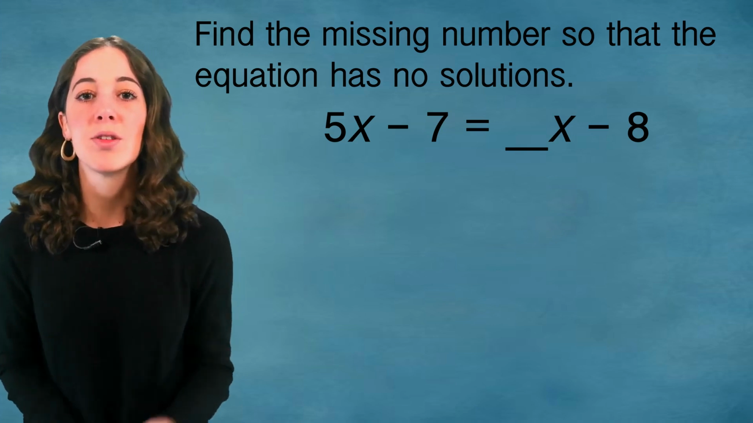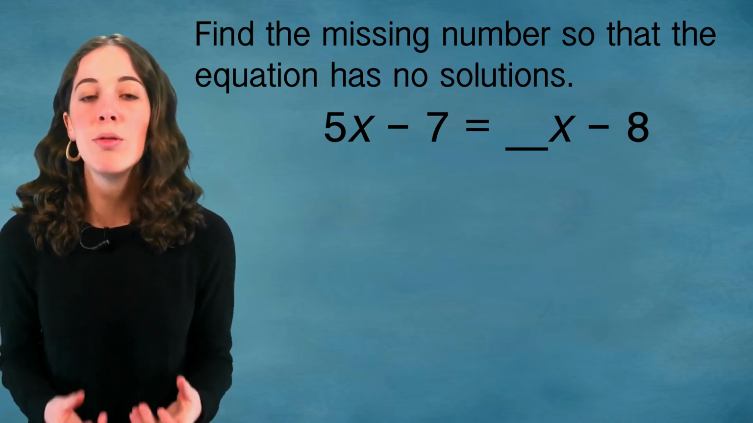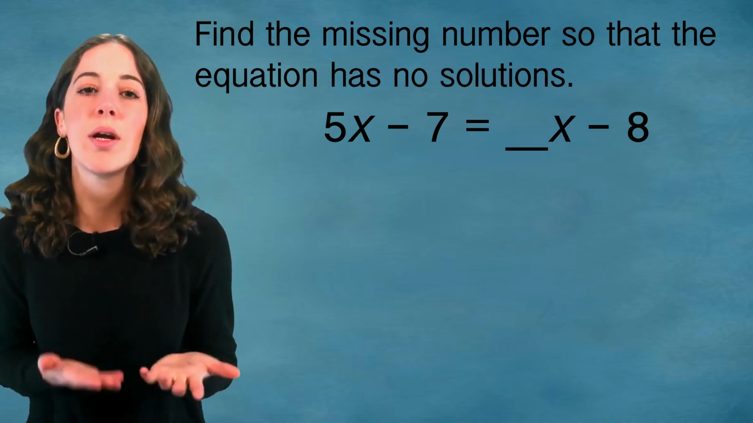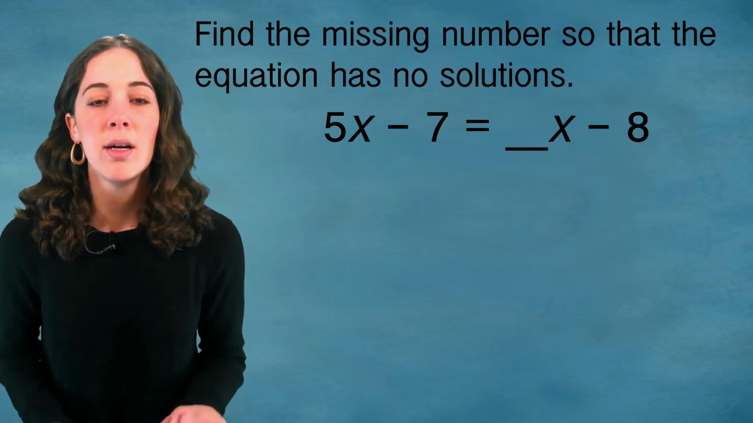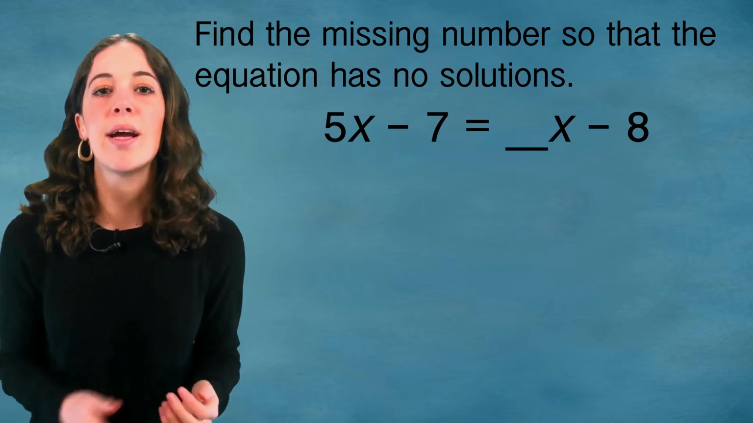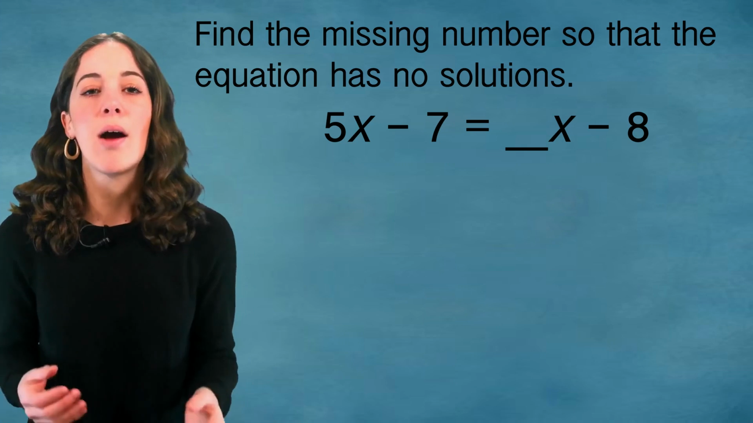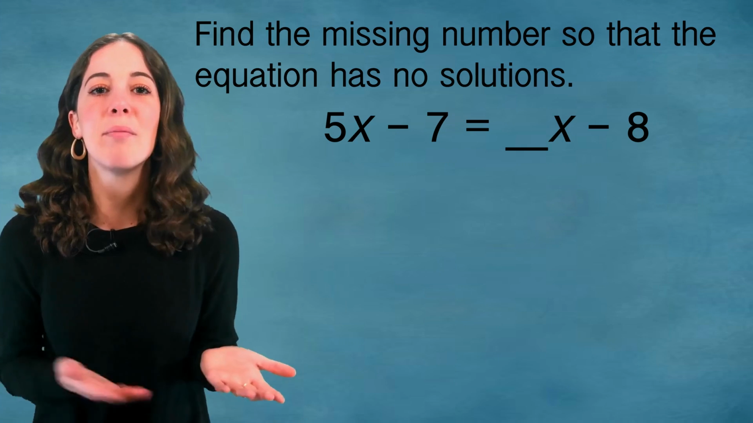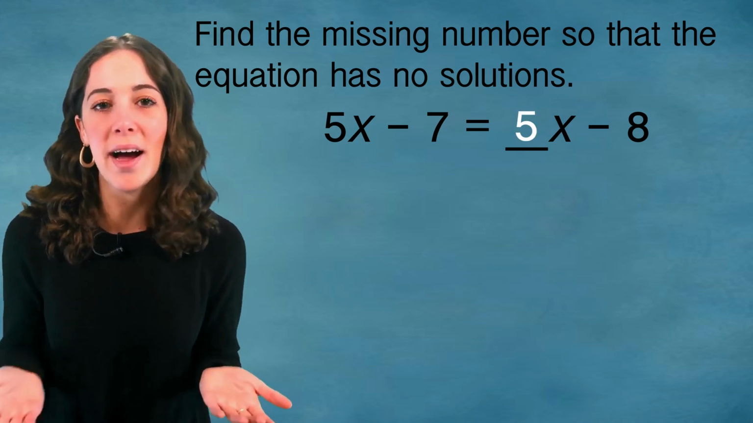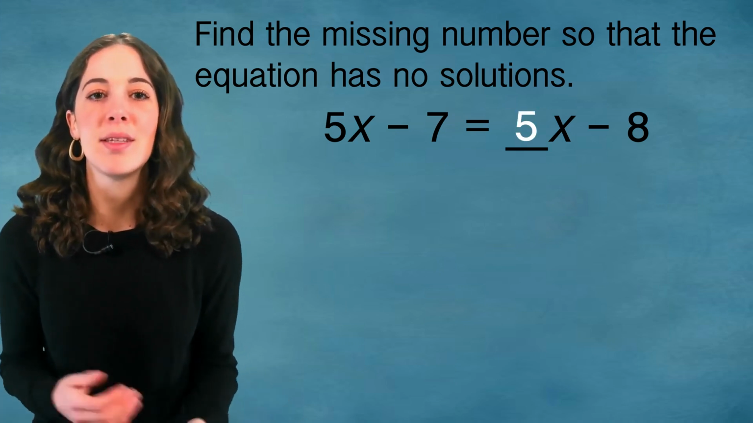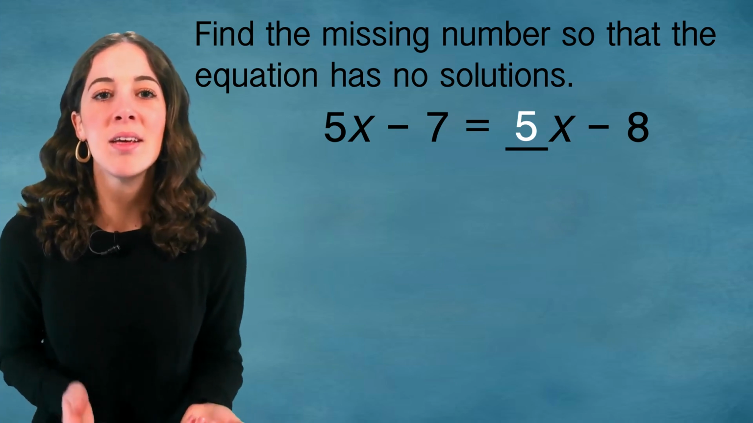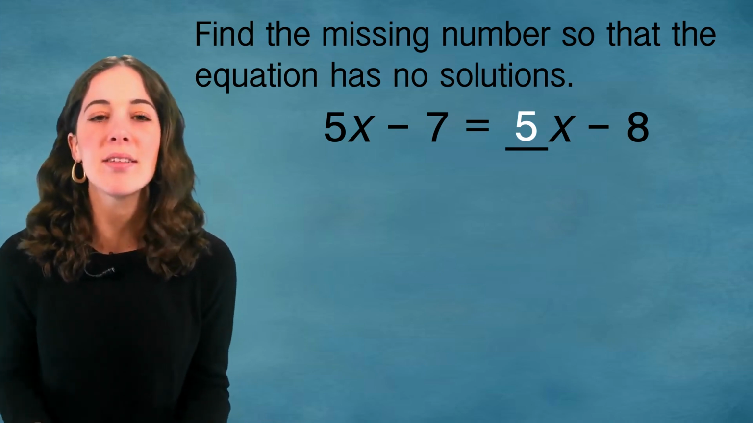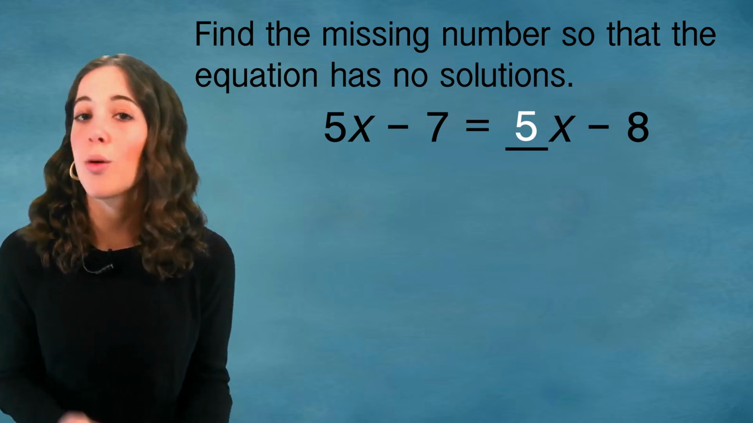Right away, when I see the words no solution, I know that I am looking for two expressions with matching variable terms but differing constants. Notice right away that our constants are already differing. On the left-hand side, we have negative 7, and on the right-hand side, we have negative 8. To make our variables match, we can look on the left-hand side to see that we have 5x, so our missing number on the right-hand side must also be 5. When we plug in that 5, we are left with the equation 5x minus 7 equals 5x minus 8. At this point, we could plug in any value for x and our equation should read not true or false.